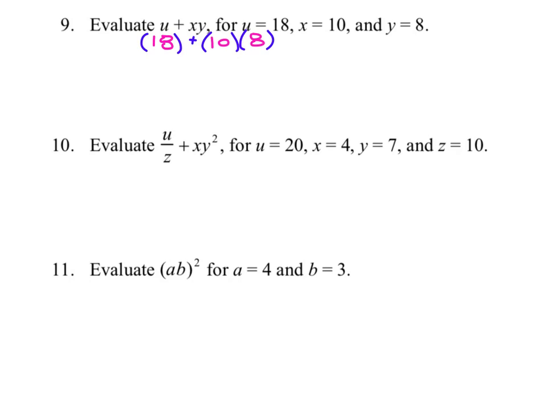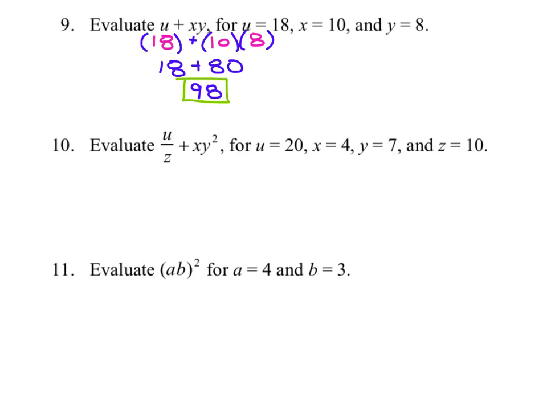Okay, so now order of operations. What do we do next? Well, this doesn't get added yet because we have to do the multiplication of 10 times 8, which is 80. And then 18 plus 80 is 98. That is the answer for that one.